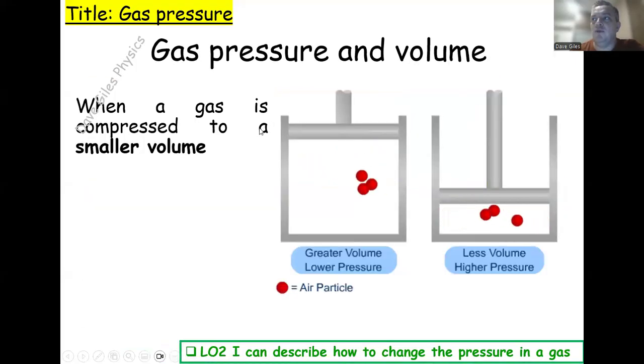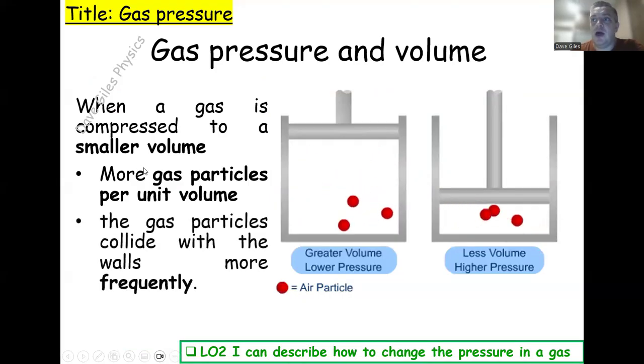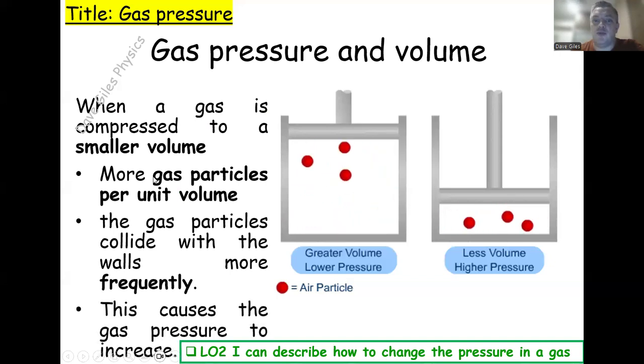Similarly, with volume, if I decrease the volume, so I make it smaller, there's still going to be more gas particles per unit volume. So the thing we're changing now is not the number of gas particles. We've got a smaller volume, so there's more gas particles per unit volume. The gas particles collide with the walls of the container more frequently, which causes the gas pressure to increase.